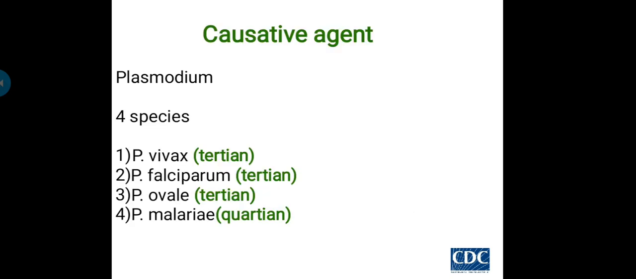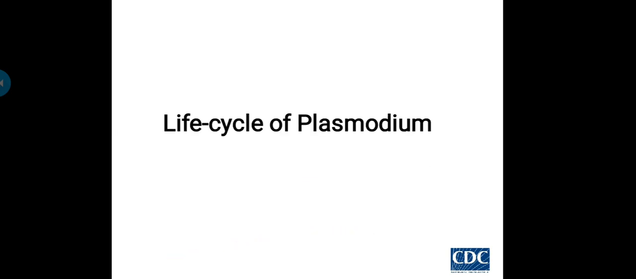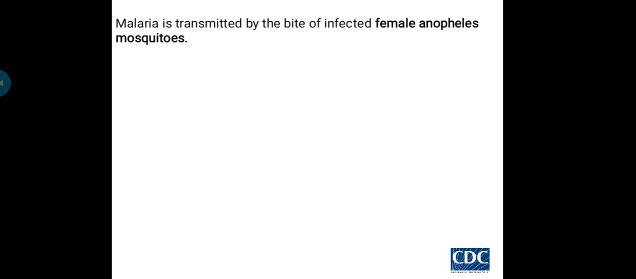I think you have been taught about the malaria life cycle and the different classes of organisms which cause malaria in microbiology class. The causative agents are 4 species of Plasmodium: Plasmodium vivax, Plasmodium falciparum, Plasmodium ovale, and Plasmodium malariae. Now this is the life cycle of Plasmodium. It is important to know because some drugs act on different parts of the life cycle of a Plasmodium.